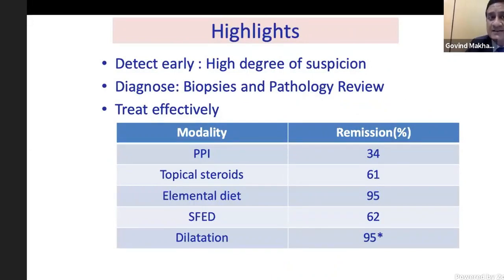So what are the highlights? Detect early. A high degree of suspicion is the key in eosinophilic esophagitis. We must think of this disorder and make an effort to take a biopsy, talk with pathologists for the diagnosis, and treat them effectively. Efficacy: most effective is elemental diet. Topical steroid is effective in 61%, 6-food elimination in 62%, and PPI in 34%. Thank you for your attention.